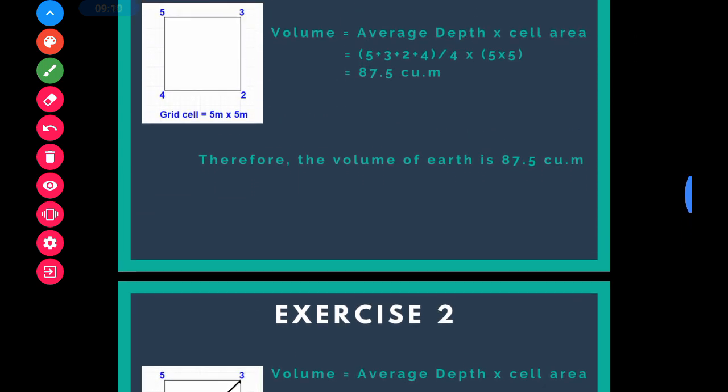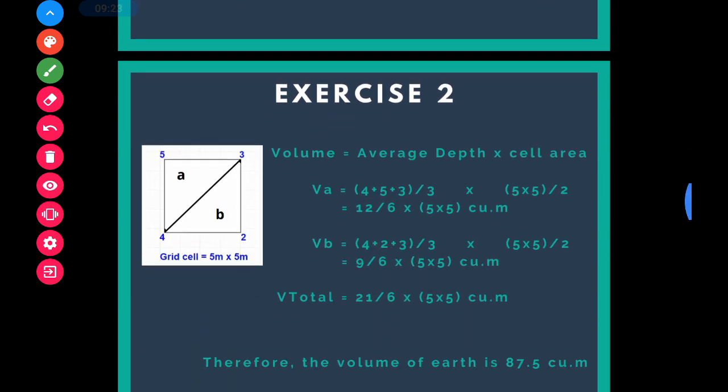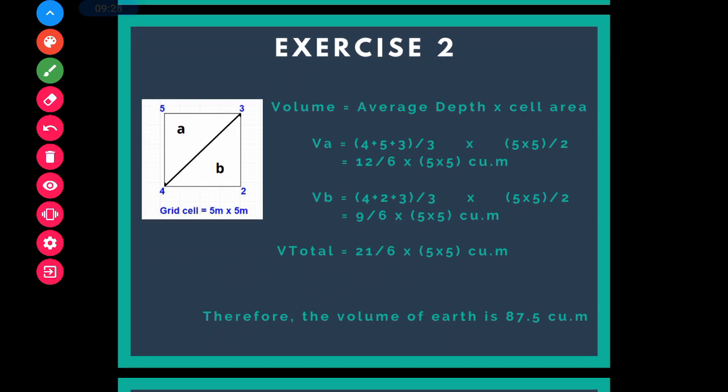Other than using a square grid, for the first one we use a square grid. Other than using the square grid, we can also apply a triangle grid. So for the same question, exercise 2, we can now assume that we are using a triangle grid. So if we are using a triangle grid, we will have two triangles, which are triangle A and triangle B.